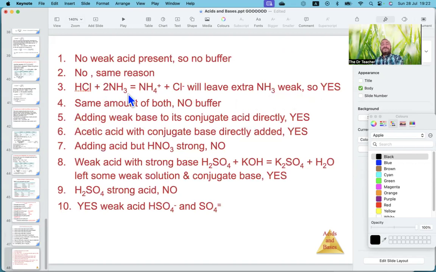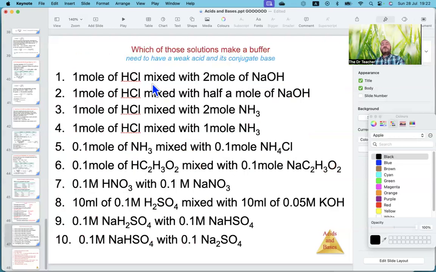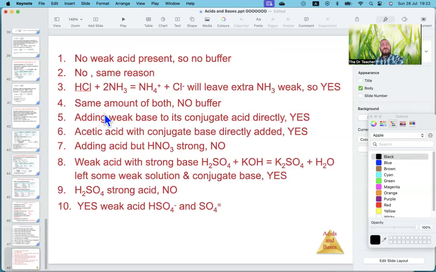I guess so. So HCl with NH3, what is left will be NH4. So this took 1 proton from here and became a weak NH4. So there is a weakness here. Once there is a weak acid there, a conjugate acid, there is a buffer. Now, 1 mole of HCl mixed with 1 mole NH3. 1 mole, 1 mole. Okay, nothing left. So I don't think there is a buffer for number 4.